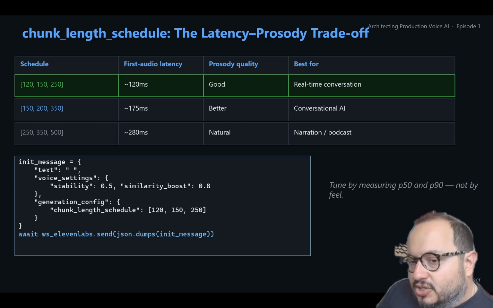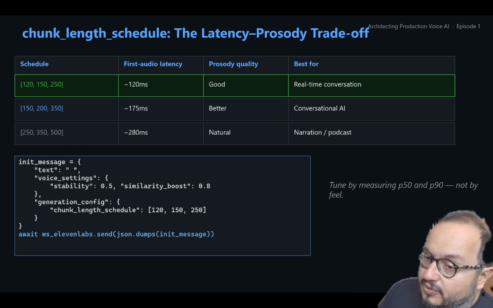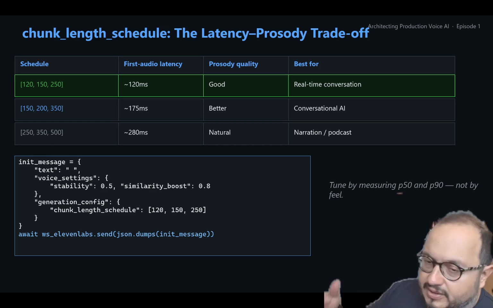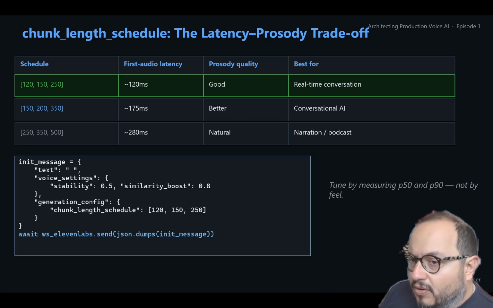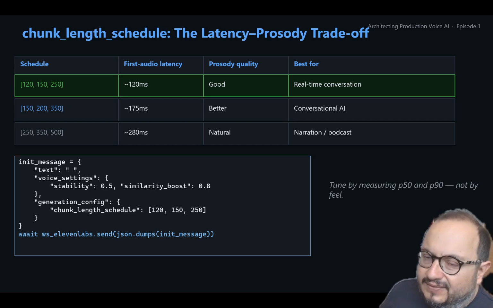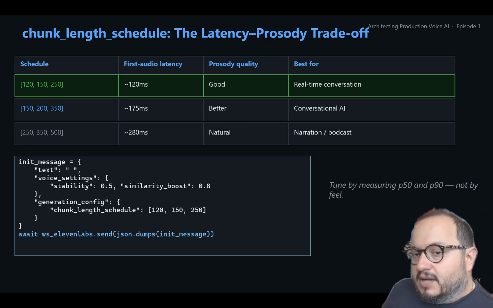The chunk length schedule is the parameter that controls this trade-off. It is a list of integers, the number of characters the engine should accumulate before attempting its first synthesis, its second synthesis, its third synthesis, and so on. A schedule of 150, 200, 400 means attempt synthesis after the first 150 characters, then again after 200 additional characters, then after 400. After that, the final value repeats.